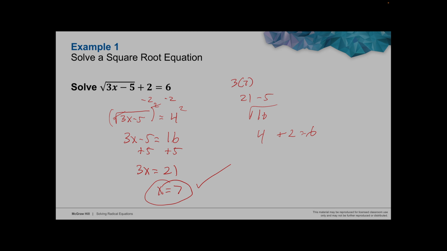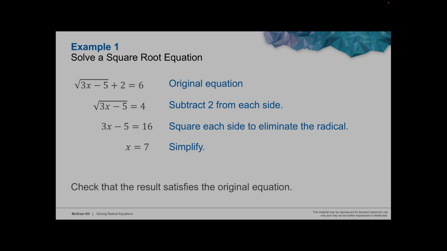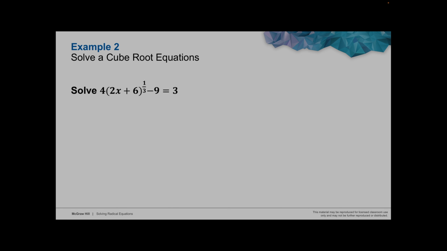Okay. Equation, subtract, square, simplify, check your results. Okay, so let's look at this one. So now I've got 4 times (2x plus 6) to the 1/3 minus 9 equals 3.